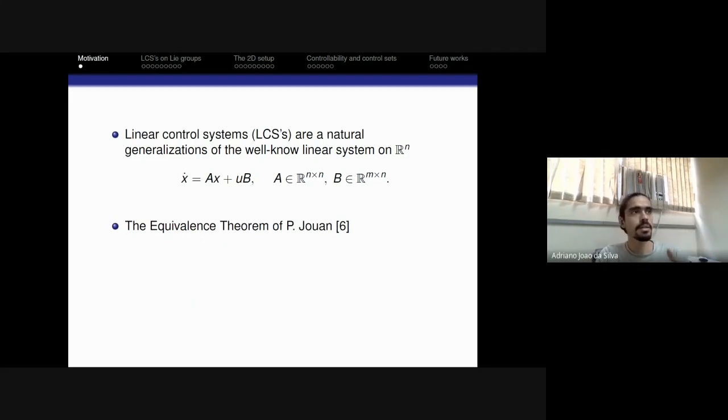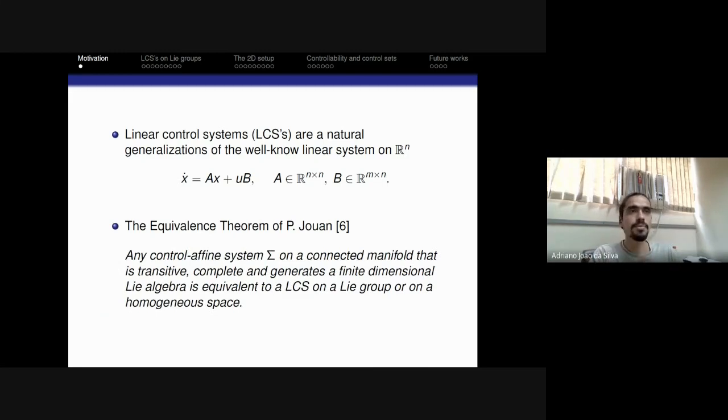The other main motivation is the equivalence theorem of Jouan, which basically says that if you have a control-affine system, a system given by one drift and a sum of control vector fields, on a connected manifold, with some strong properties, but we have a lot of examples with these properties, such that the system is transitive, the vector fields involved are complete, and the Lie algebra generated is finite-dimensional, then this kind of system is diffeomorphic to a linear control system on a Lie group or on a homogeneous space.